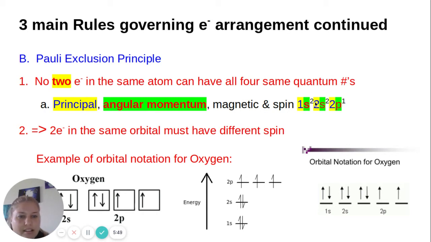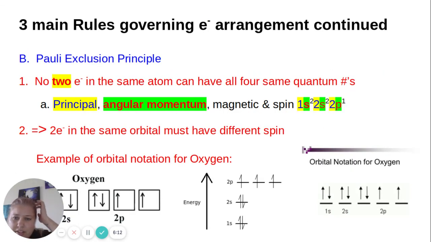So if I look here at 1s2, I have two electrons. Both of them have the same principal quantum number. They both have the same angular momentum number. They both have the same magnetic number because there's only one configuration for S, but they have different spins, one spinning clockwise, one spinning counterclockwise. That's kind of how we differentiate.